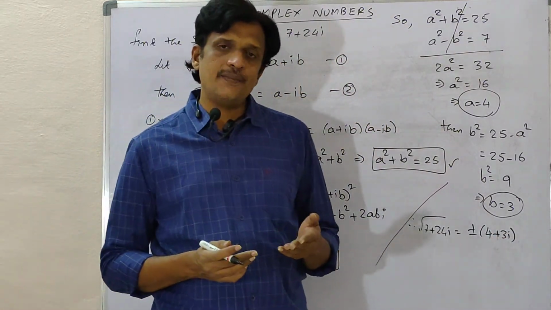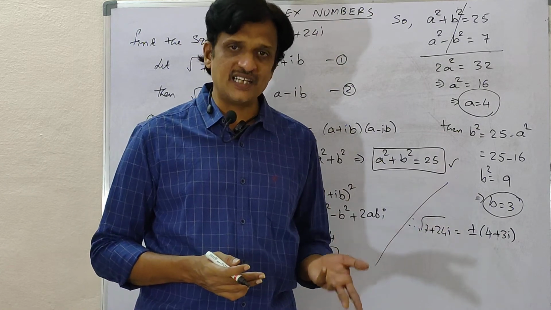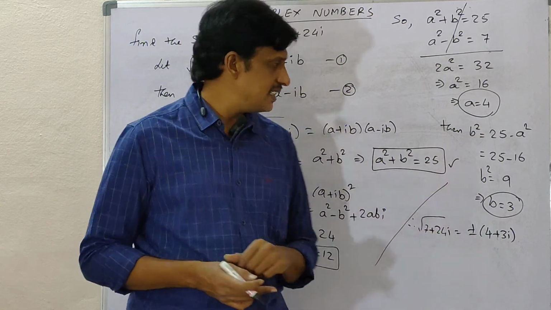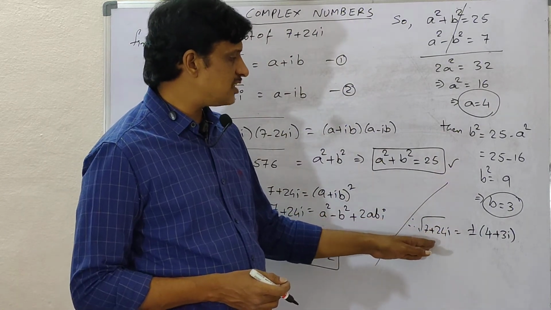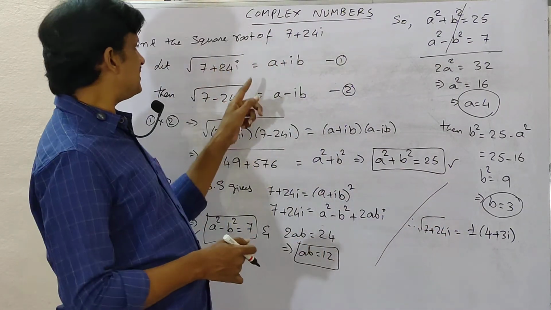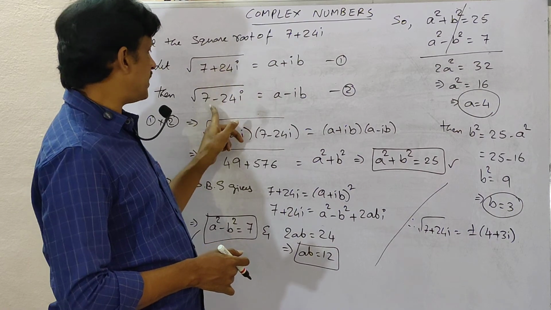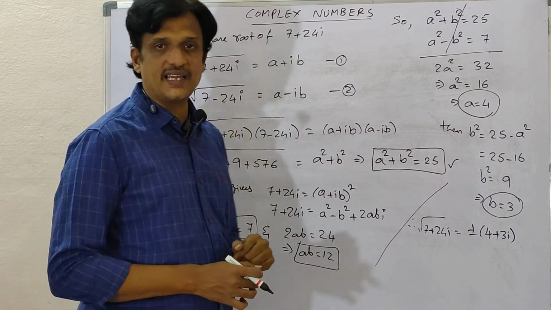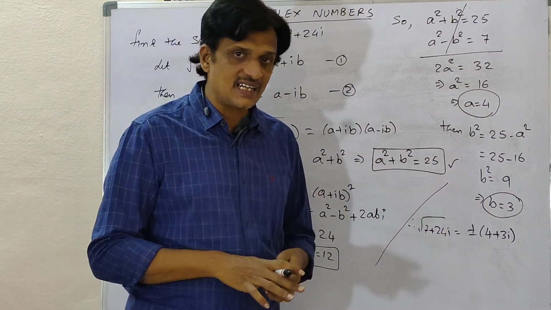Usually square root of 9 means you can write plus 3 or minus 3. That is why we write plus or minus 3. In the same way, square root of 7 plus 24i is plus or minus 4 plus 3i. So 4 plus 3i is the square root of the first one, which means the square root of the second one will be 4 minus 3i. And now verify whether it is correct or not.